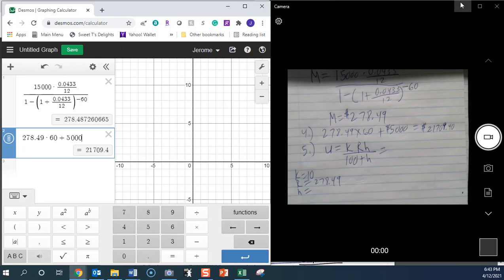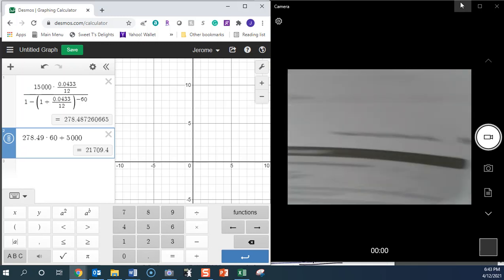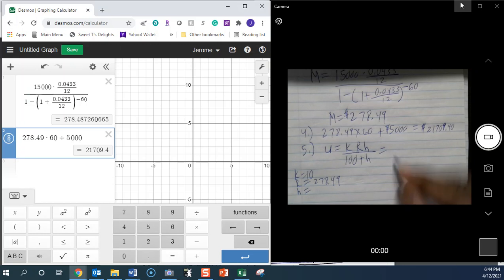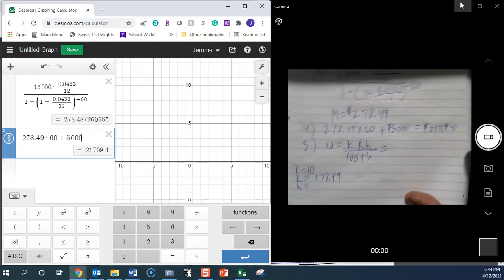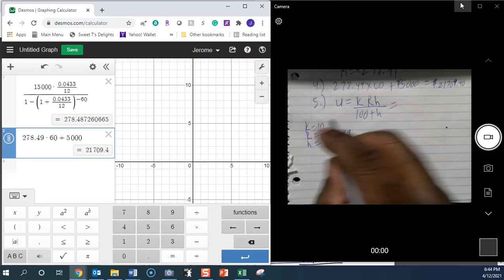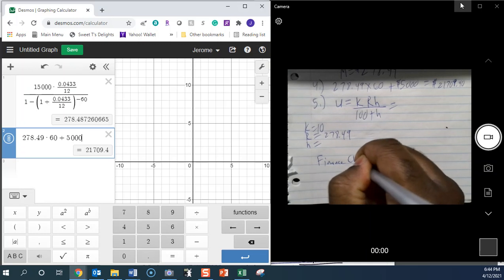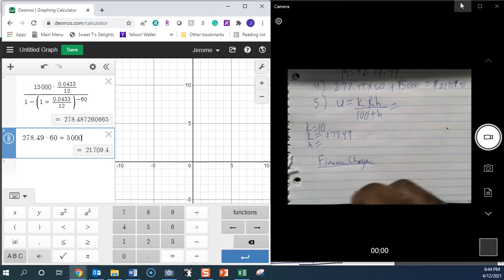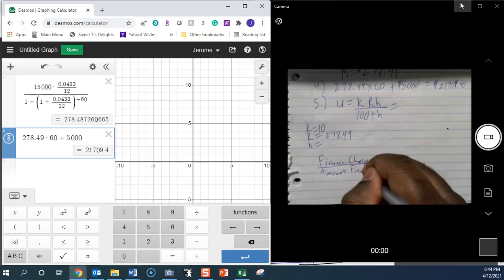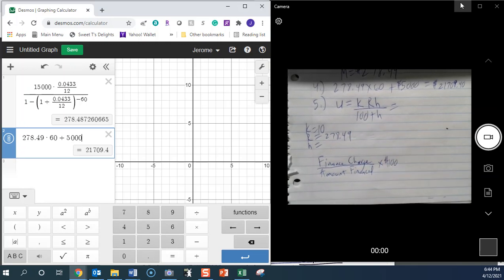So this is what we need to do. There's a formula at the top of page 237 that we need to use, the procedure for computing APR. So this is the formula for computing APR. I'm just going to write this down here kind of out of the way. All right, so to compute the APR, we have the finance charge divided by the amount financed times $100.